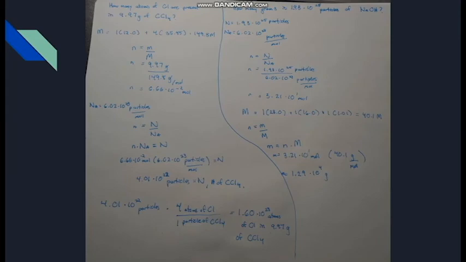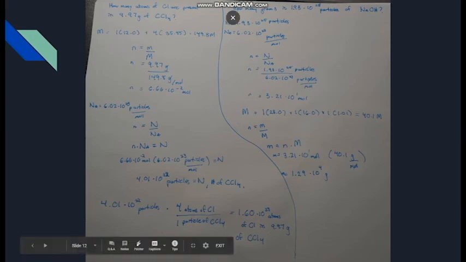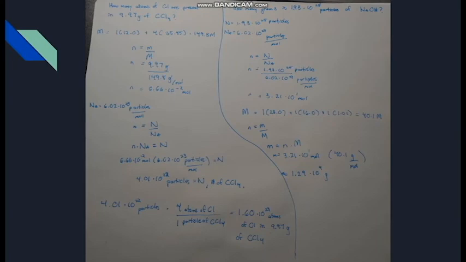Finally, these are a little bit longer questions. We're going to be incorporating everything we've learned today. So, how many atoms of chlorine are present in 9.97 grams of carbon tetrachloride? How many grams of chlorine are present in carbon tetrachloride?